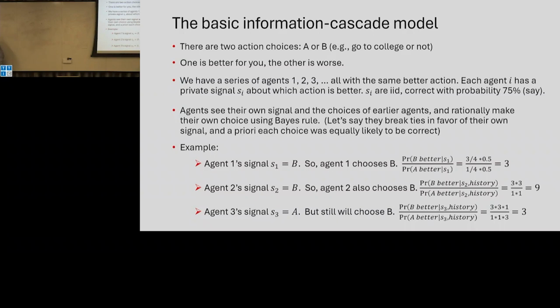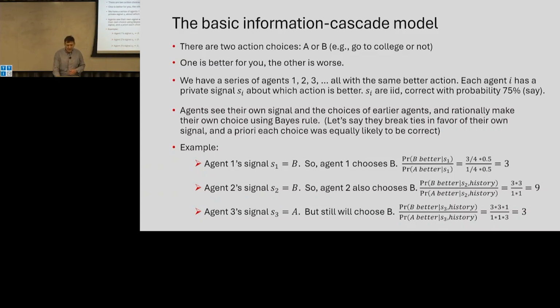Why am I saying cascade? Well, what's happening: your signal's A, but these 2 people did B, their signals were B. It's actually more likely B is the right answer, given that they both got a B and you only got an A, so you will ignore your signal and go ahead and do B. Just the probability: if B was better, it would be 3/4 times 3/4 times 1/4, whereas if A was better, it would be 1/4 times 1/4 times 3/4. So again, 3 times more likely B is better than A is better. So you'll ignore your signal and do B. That's the best thing rationally for you to do.